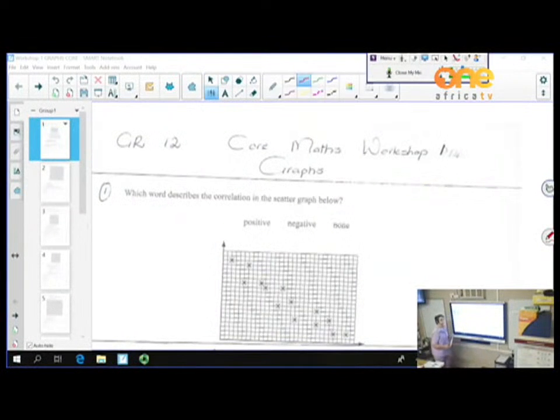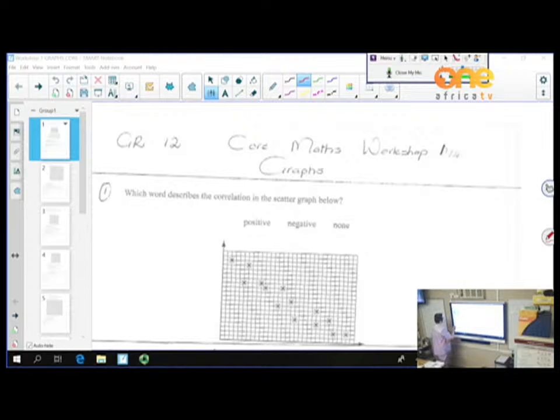So grade 11s, we are looking then at graphs. The worksheet that you have in front of you is based on core level. You must go up to extended level, but I think let's first do this worksheet and make sure that you understand it before we go over to more difficult ones.